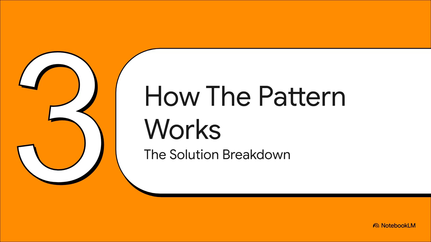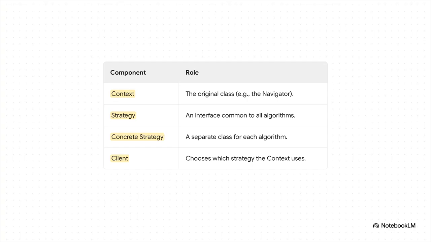Okay, that all sounds great in theory, but what does this actually look like in the code? Let's deconstruct it and get under the hood. There are really just four main players in this pattern. First, you have the context. That's our main navigator class, the one that got all bloated. Then you have the strategy interface. Think of this like a contract that says, hey, any routing algorithm we create must have a method called, say, build route. Third, we have the concrete strategies.